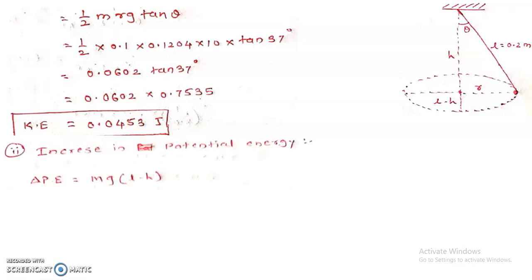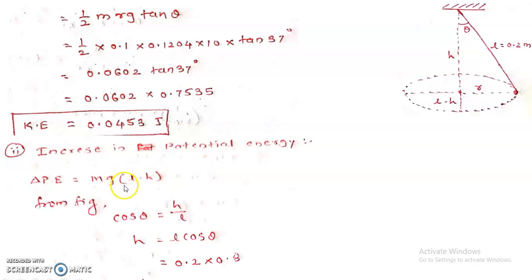After kinetic energy, we have to find the second thing, the increase in potential energy. Potential energy is mg into height. But pay attention: when the string is straight, the bob comes up to this point. When it is revolving, it goes up a little distance. That is the height, basically. So this is L minus h in this diagram. So we have to find L minus h. m is known, g is known, and then we get the increase in potential energy.